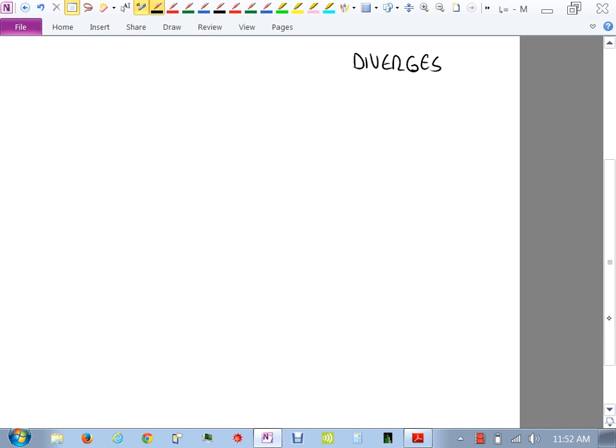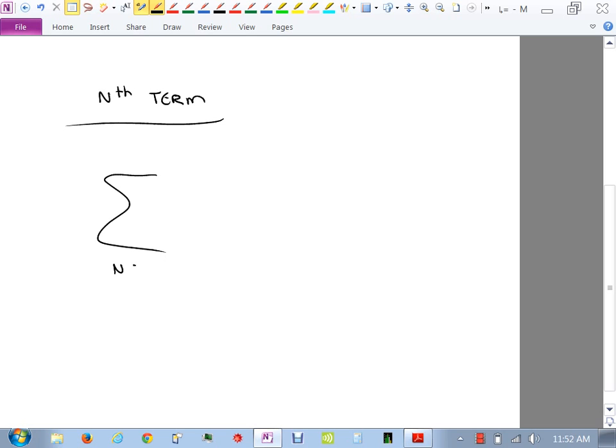The nth term test for divergence. It says, given a series, if the limit doesn't go to 0, it diverges. The limit of a sub n. So the nth term test says this. Let's say I have some series like this.